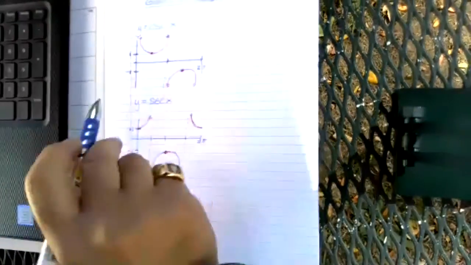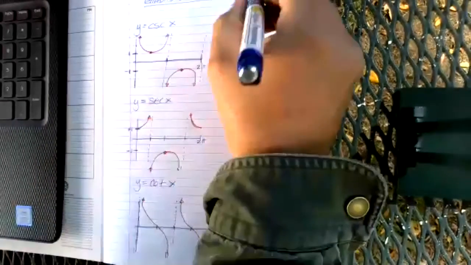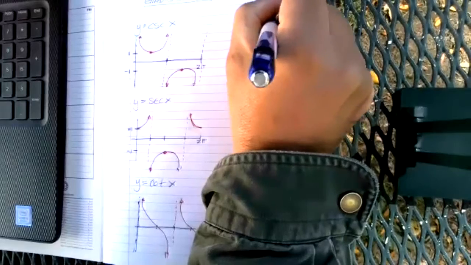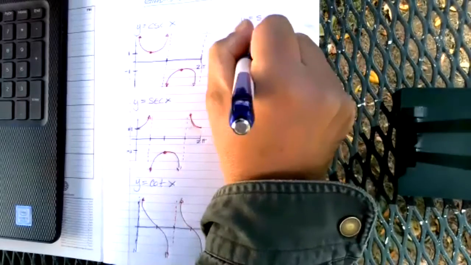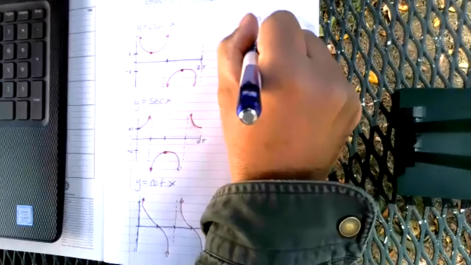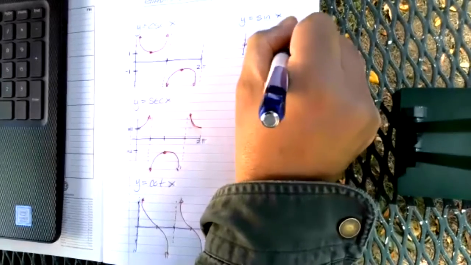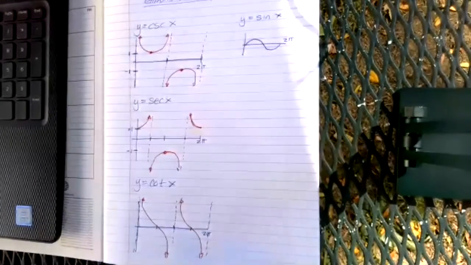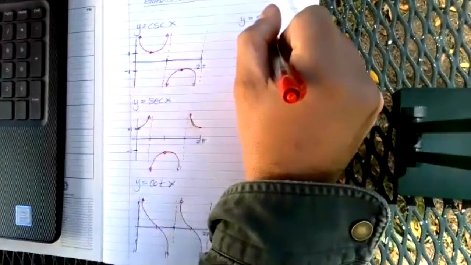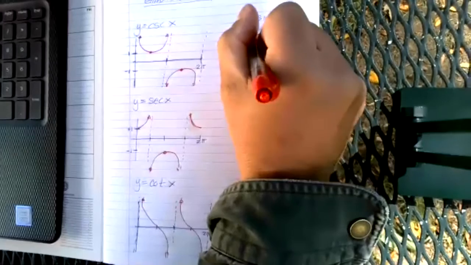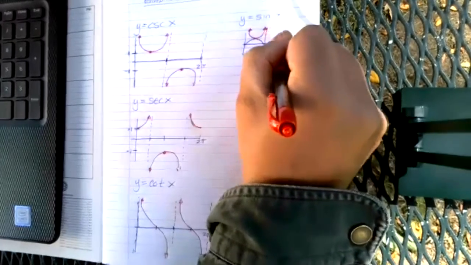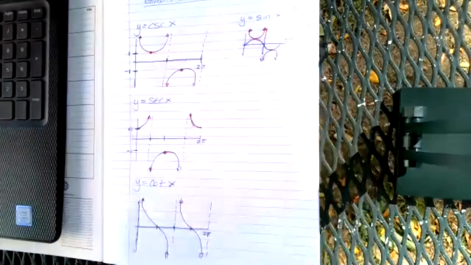This first one, y equals cosecant, is the reciprocal of our sine function. And if we look at our sine curve, that looks like that at 2 pi. Our cosecant curve really reflects off of the humps on our sine curve. That's where it comes from.